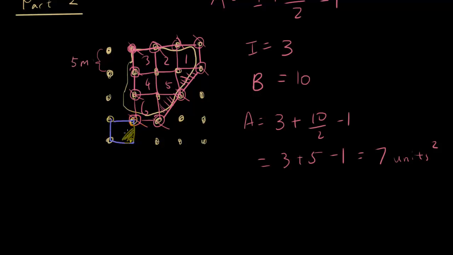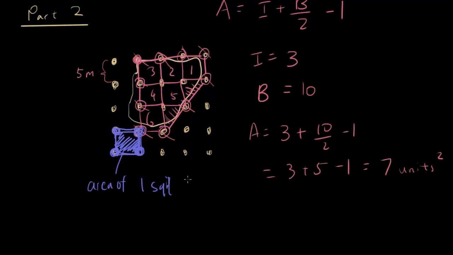What is this area? The area of one square in the grid. Okay, one square enclosed by four dots. So the area of one square is equal to side times side. Each side is 5 meters, so it's 5 meters times 5 meters.